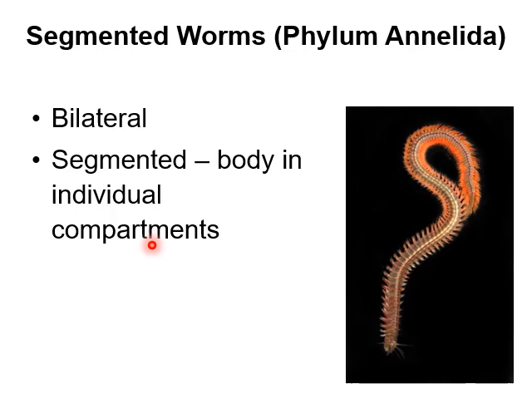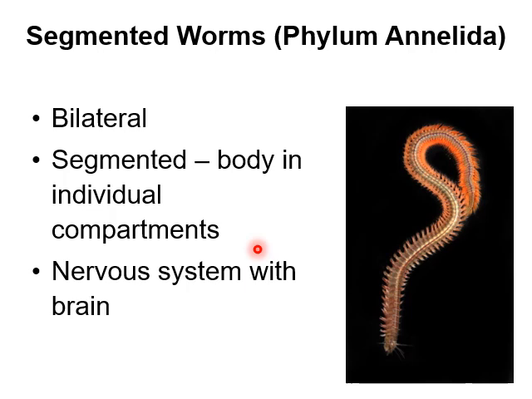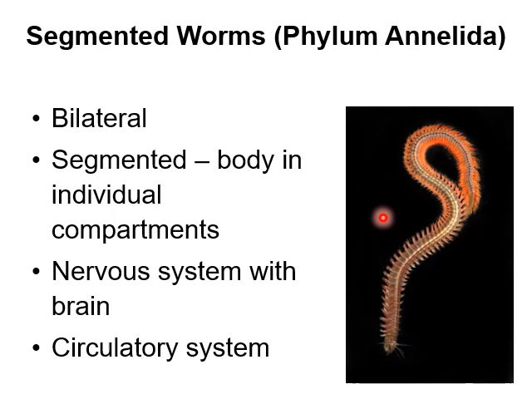So these things have a nervous system. They do have a brain that's going to be around here on this guy. And they have a circulatory system. And you can actually see this dark red line running along the back of this worm. That is actually what's known as, I believe, the dorsal artery. So that is a long artery that runs the whole length of the body.